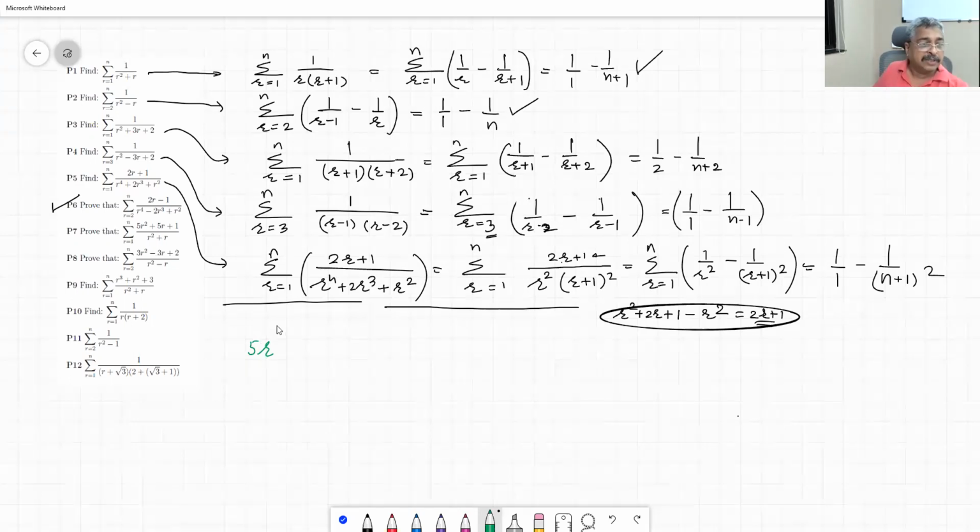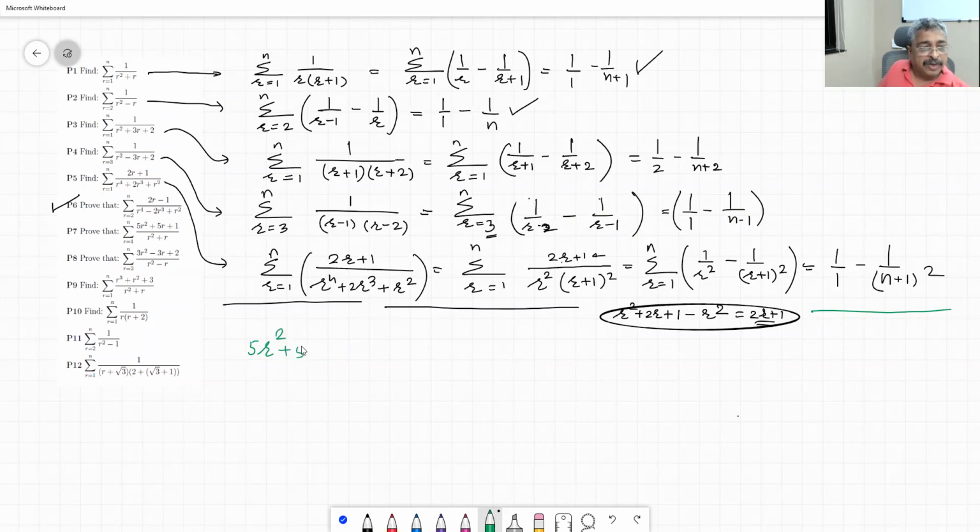Now, problem number 6 is also of the kind of problem number 4. Factorization is (r minus 1) whole square into r square. So I am not solving that, it is exactly the same. Let us look at the 7th problem.